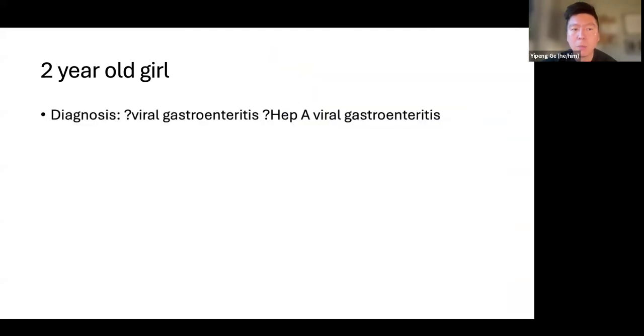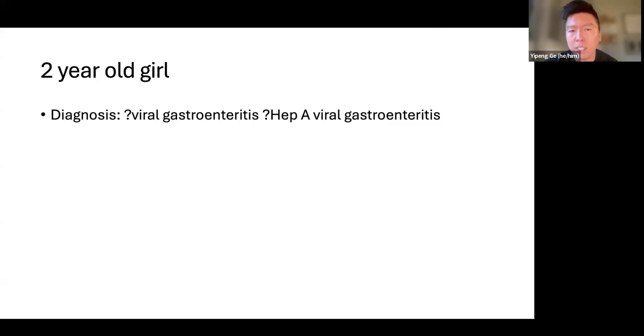So some of the possible diagnoses might be your typical viral gastroenteritis because of the collection of symptoms, because of possible sick contacts at the daycare. More specifically, sometimes we see hepatitis A, which is a viral infection that causes a gastroenteritis picture, a kind of diarrheal picture, including nausea and vomiting, with fever.